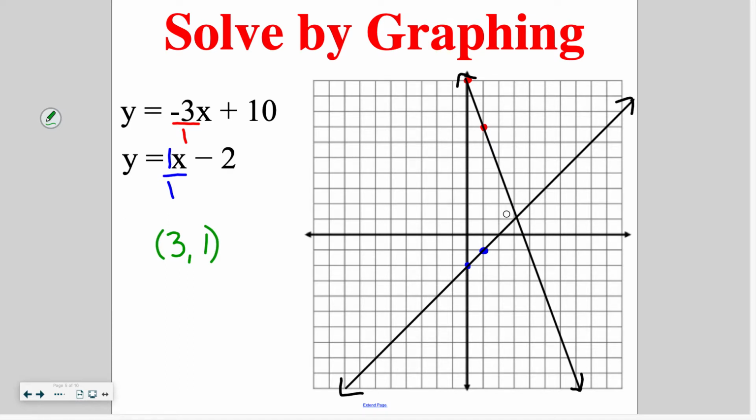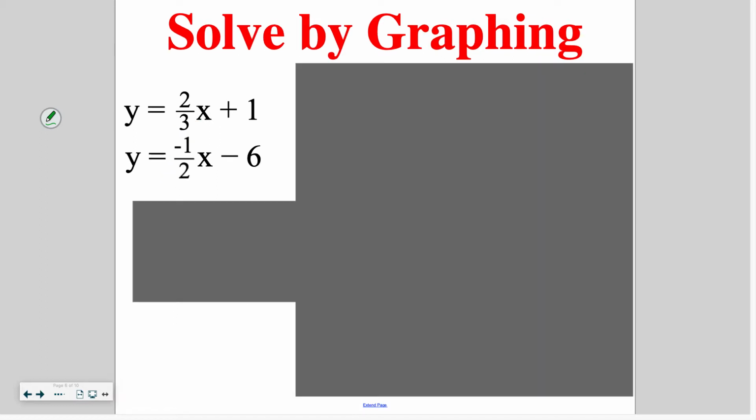If you notice, my intersection was not perfectly at 3, 1, but it was pretty close. When you are graphing, you want to go with the closest point of intersection. Even though your graph isn't going to be perfect, that closest point is probably the actual answer. And again, you can plug it in to check if it is the correct answer or not. Go ahead and try this one on your own.